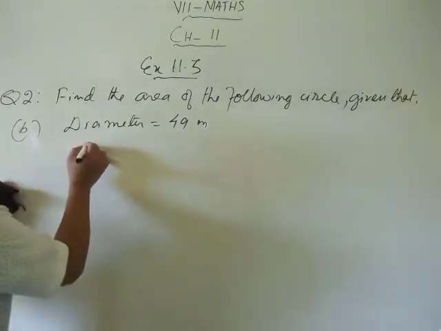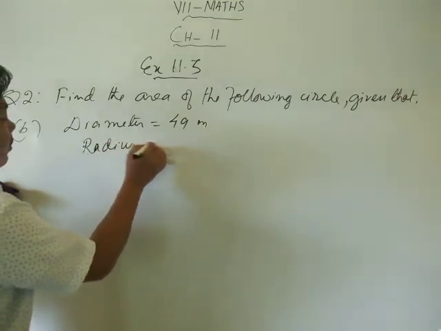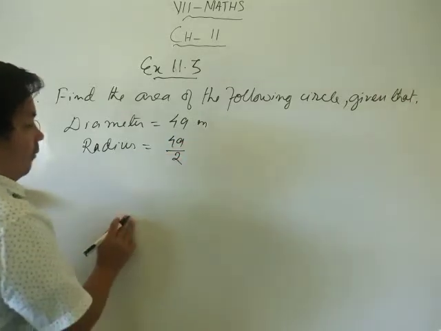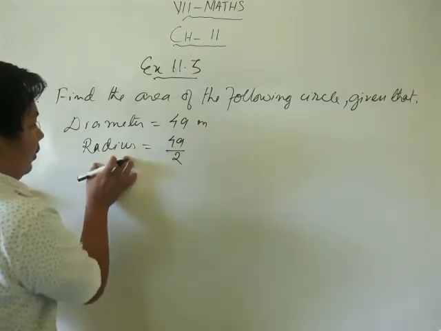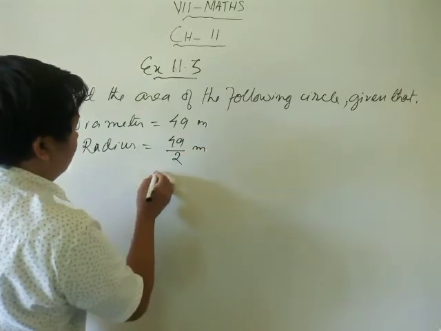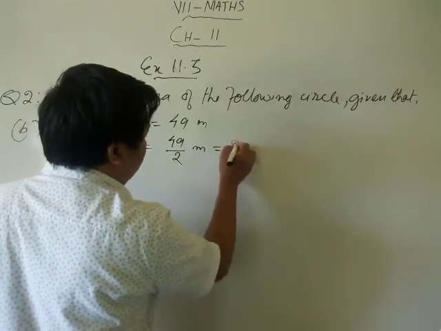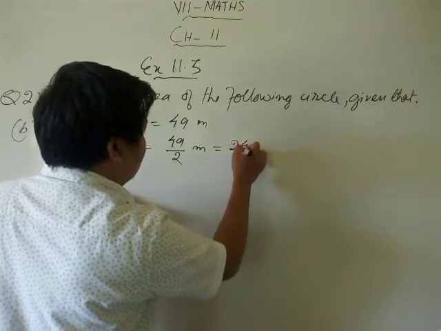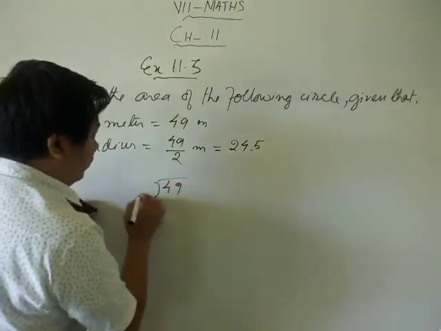How? Radius is equal to 49 divided by 2, isn't it? 49 divided by 2 because diameter is 2 times of radius, so this should be divided by 2. So how much we will be getting here? See, 49 divided by 2, 4, we have 2, 2 2s are 4. If we divide 49 by 2, how much we get here?